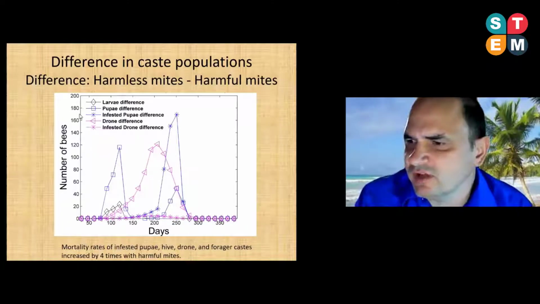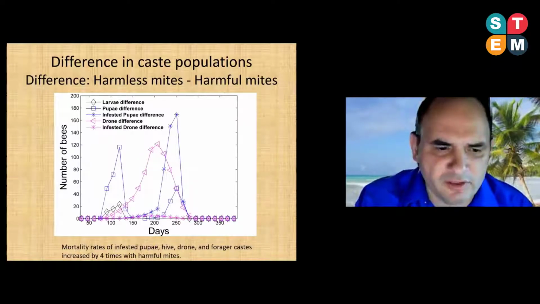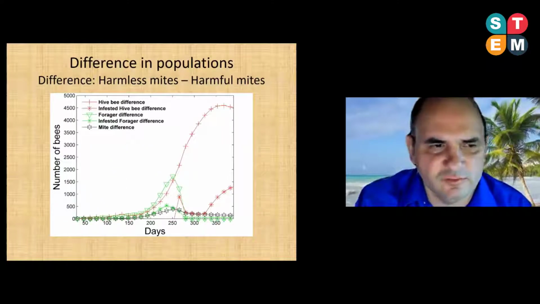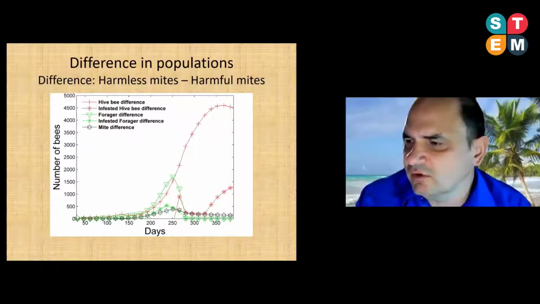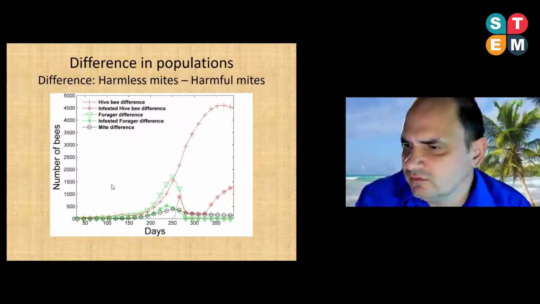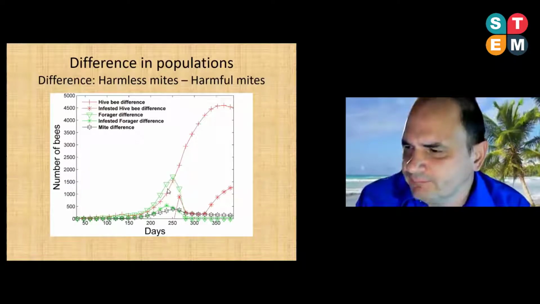But notice the scale here. The numbers overall are pretty small. The drones are the only ones that significantly get affected. The castes they do affect are the hive bees. You see the numbers, the scale here are much larger, and in the forager bees here. So there's about 1,500 difference in the forager bees. So there's much less forager bees when the mites affect the mortality.